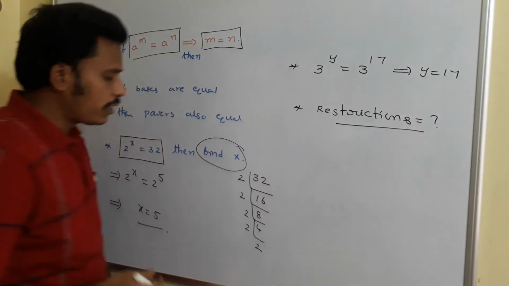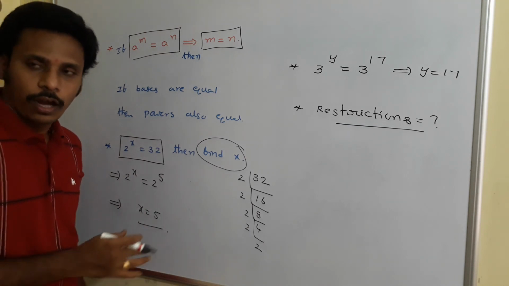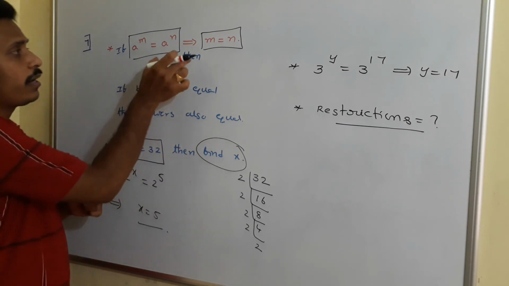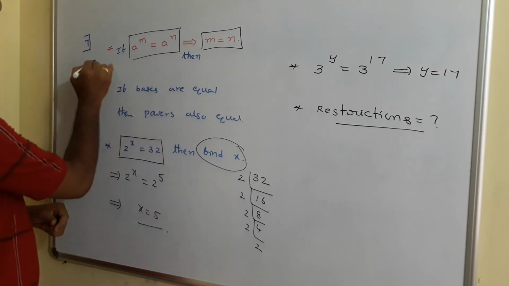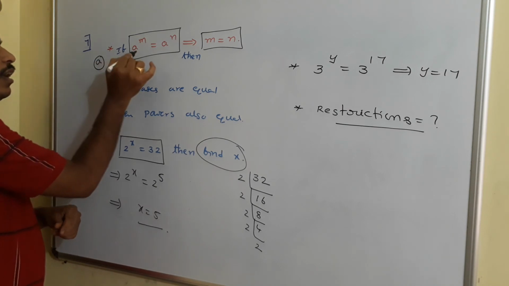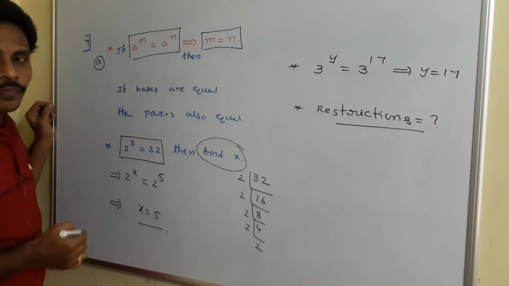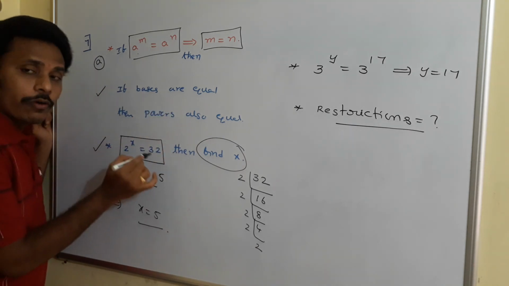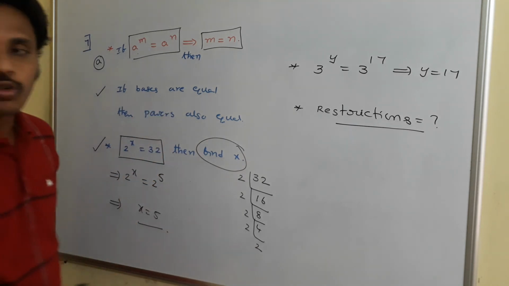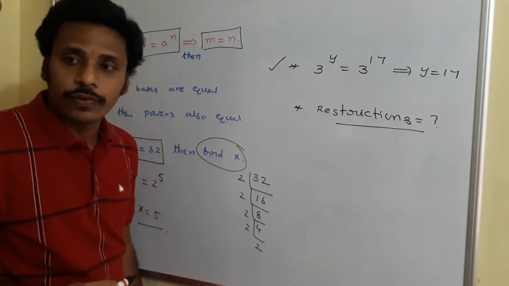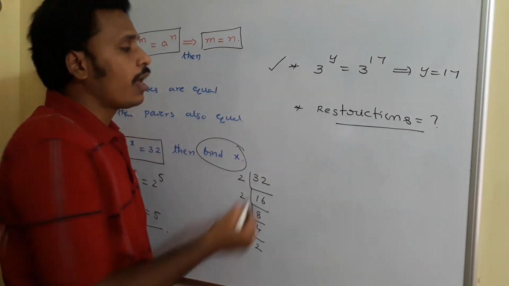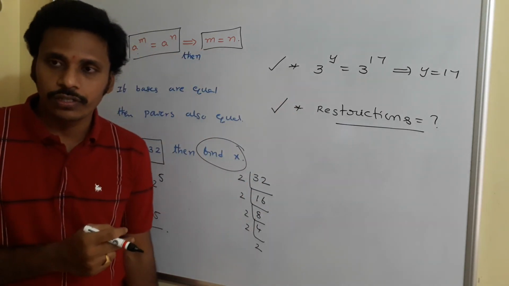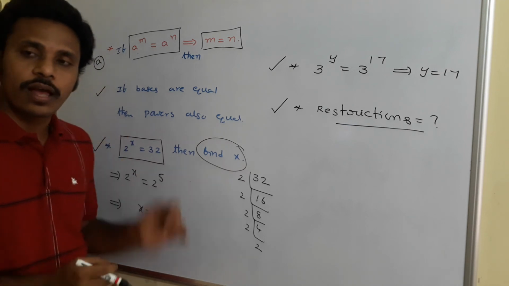For this class the time is almost over, and in the next class I will discuss the restrictions behind this particular law. You just mark it as 7a. A power m is equal to a power n, then m is equal to n. If bases are equal, powers are equal. If 2 power x is equal to 32, then x is equal to 5. If 3 power y is equal to 3 power 17, then y is equal to 17. I will discuss those restrictions along with some more problems on this law in the next class.